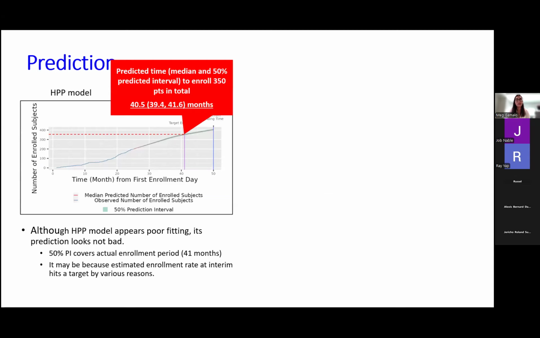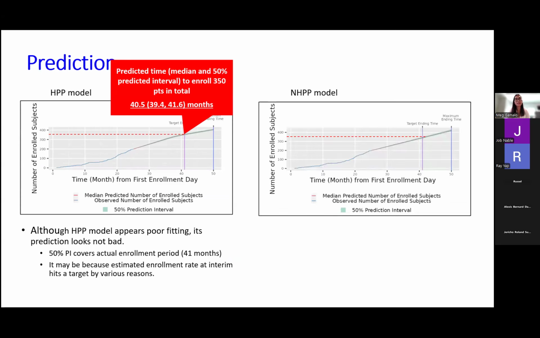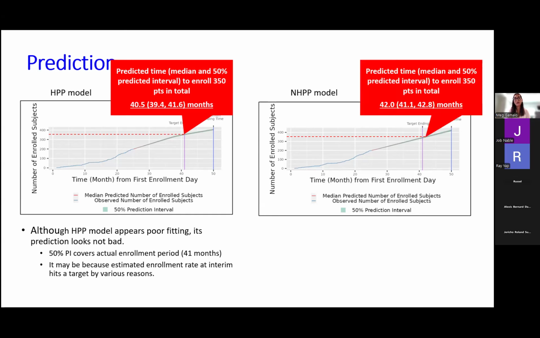So as I have said, there are two models that we use. One is the constant rate, which is the homogeneous Poisson process, and the other is the non-constant rate, which is the non-homogeneous Poisson process model. As you can see here, the predicted time to enroll 300 patients when we have already completed 200 patients is 40.5 months for the homogeneous Poisson, and the 50% confidence interval is 39 to 41. On the other hand, for the non-homogeneous Poisson, we say that it's 42 months, with a 50% confidence interval of 41.1 to 42.8.